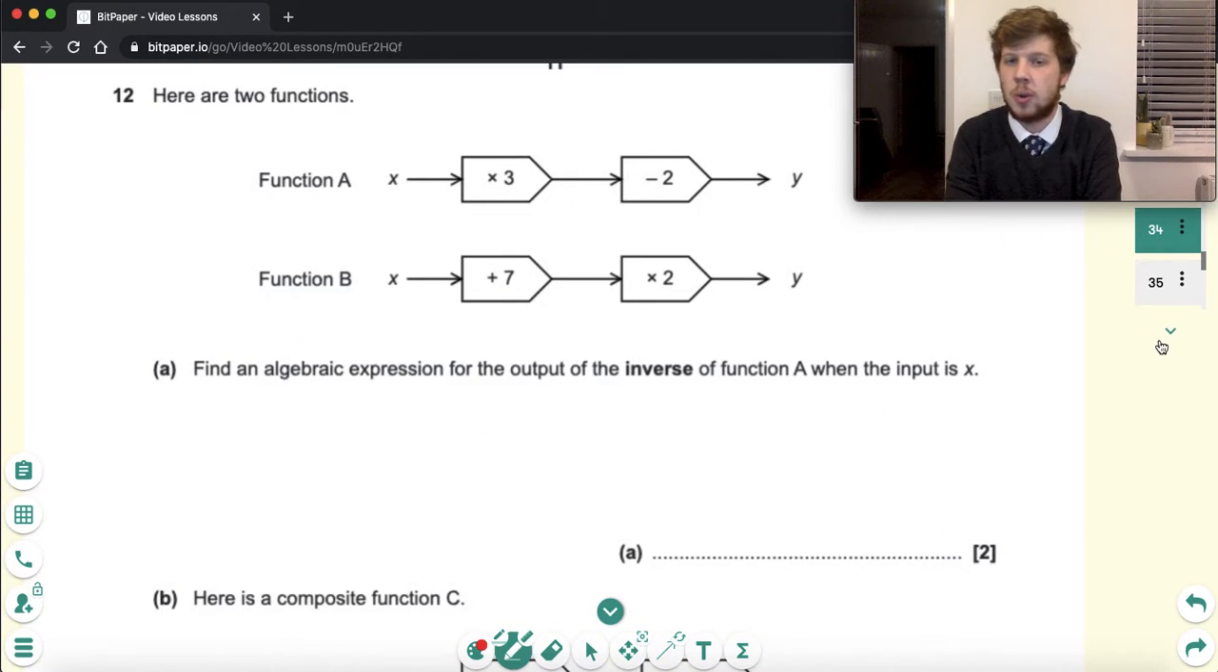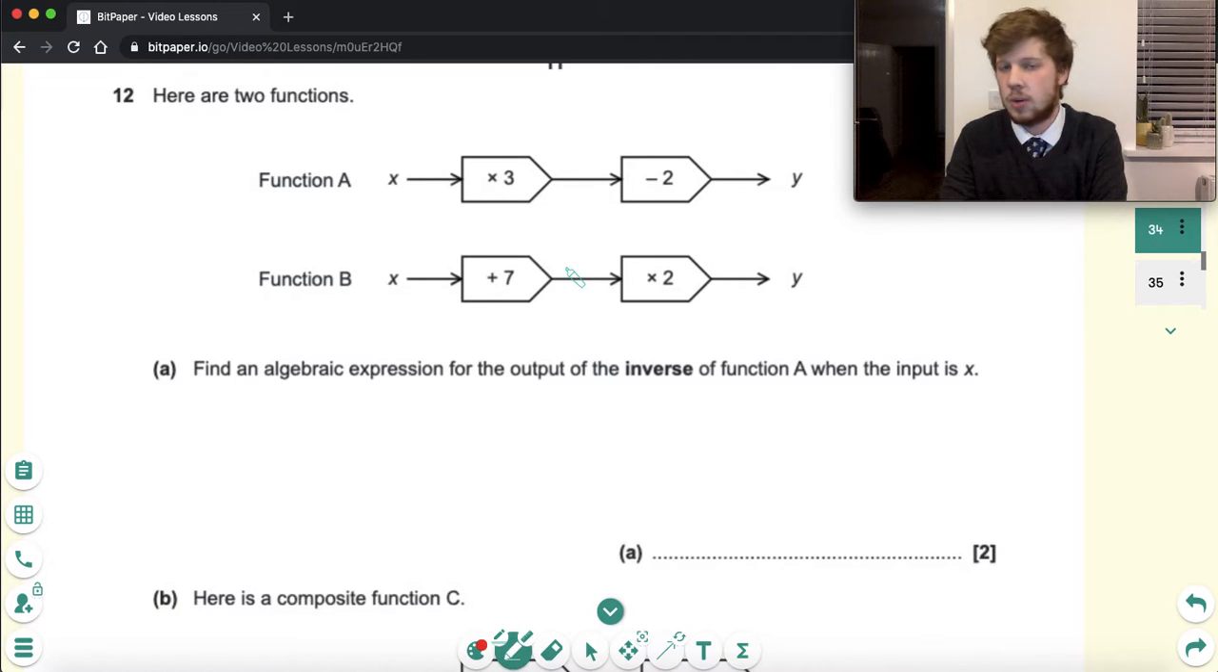Moving on to question 12, we're looking at function machines. Here I've got a function machine A, which when I have an input of x, and I multiply it by 3 and subtract 2, I get an output of y. And I also have a function machine B, which is when I input x, and I add 7 and times 2, I get an output of y.